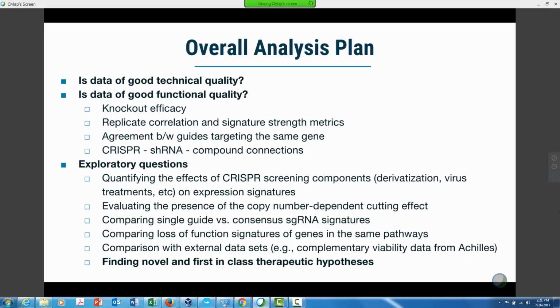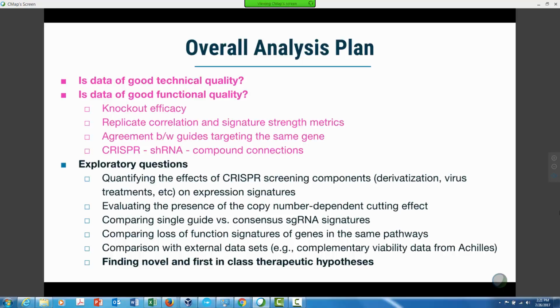I'll be comparing with external data sets. We're very lucky to have very complementary viability data from Achilles that I will definitely be comparing our data to. And last, but perhaps most excitingly, I'll be combining this data set with the shRNA and compound data we already have to nominate novel and hopefully first-in-class therapeutic hypotheses for people to explore further. And we will be making this data available so other people will be able to eventually do the same.